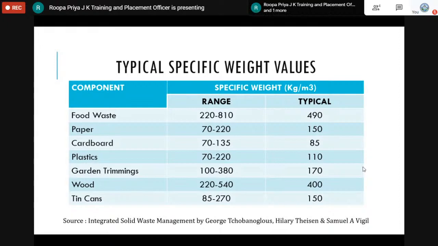For food waste, paper, cardboard, plastic, garden trimming, wood, and tin can, there is a specific range and there is a typical value for specific weight. So we have to consider this typical value to calculate the specific weight of the solid waste.